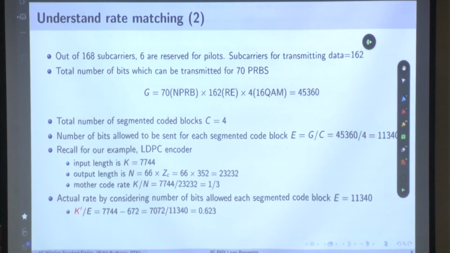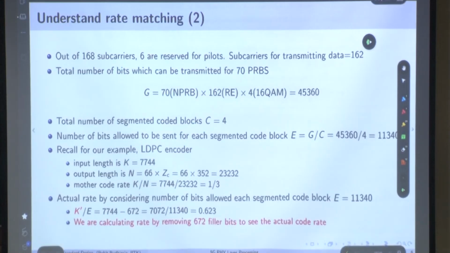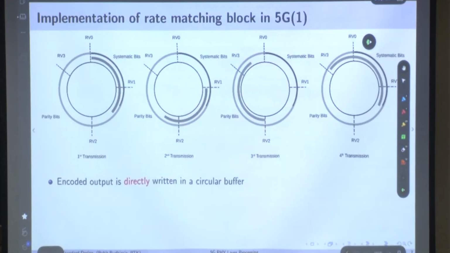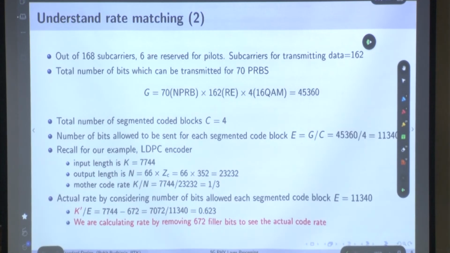How this is handled at the receiver we'll see later. What is its equivalent module at the receiver? That's what I'm going to teach you also, but hang on. So this is what we are trying to understand here. We are calculating the rate by removing 672 filler bits. That's what we have done, so you're getting 0.623. This is the principle behind designing a rate matcher.